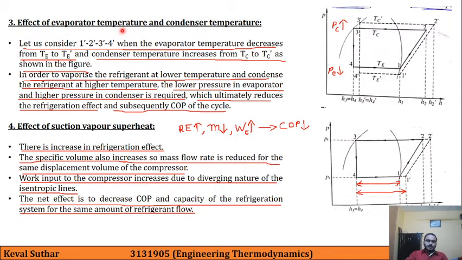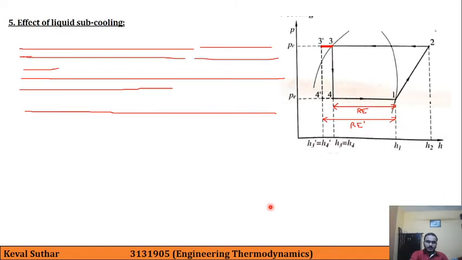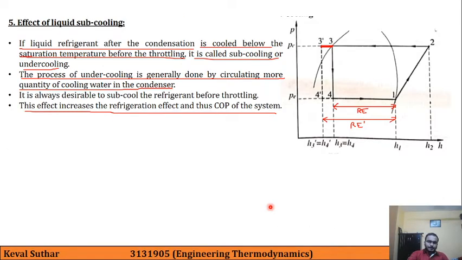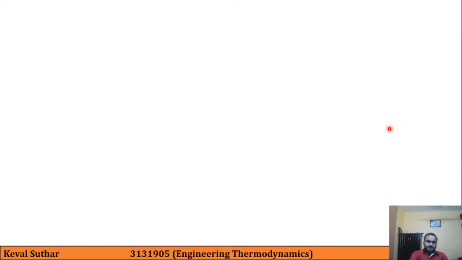Next is the effect of evaporator temperature and condenser temperature, and we have seen that it has the same effect as our previous two effects, that is a decrease in COP. Next is the effect of suction vapor superheat. So here the refrigeration effect increases and compressor work also increases, and the net effect is to decrease the COP and capacity of the refrigeration system. Next is liquid subcooling. So here with liquid subcooling the refrigeration effect increases, so COP also increases.